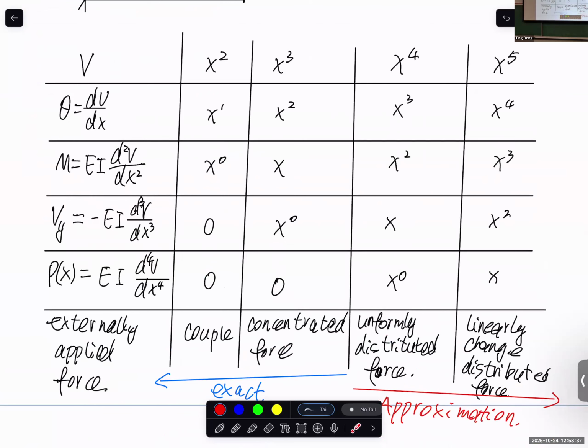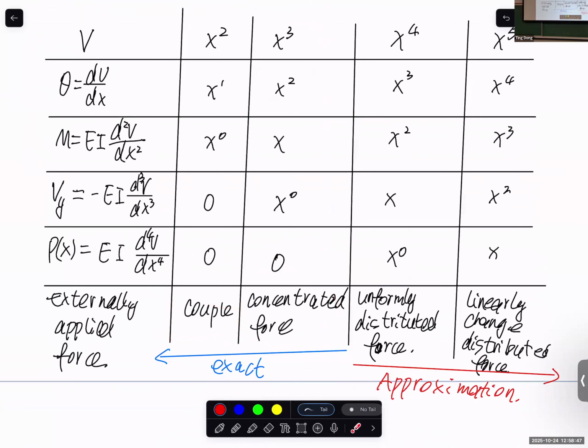So we talk about, okay, if the applied force is a concentrated force or couple applied, it means that from mechanics of materials, we know that the deflection function should be, if it's a couple, then it's a quadratic function. If it's concentrated force, it should be a cubic function. But when we use a cubic function to model this problem, it has the capability to represent the exact solution. So it is exact.